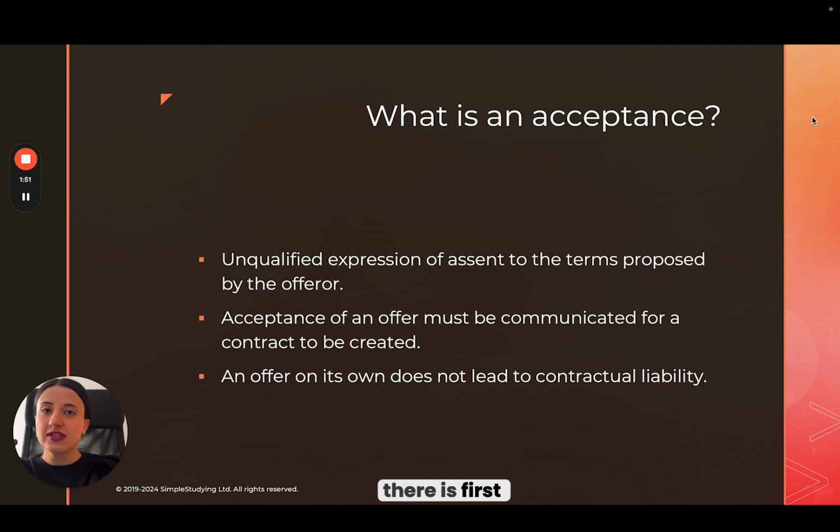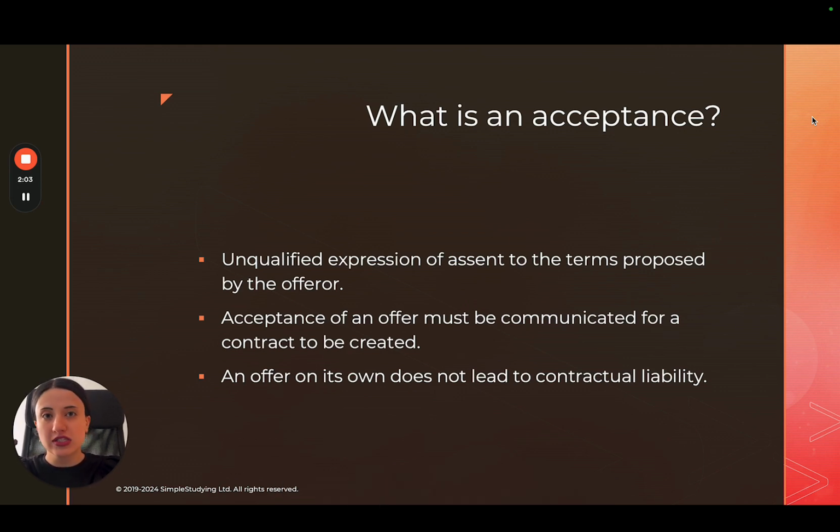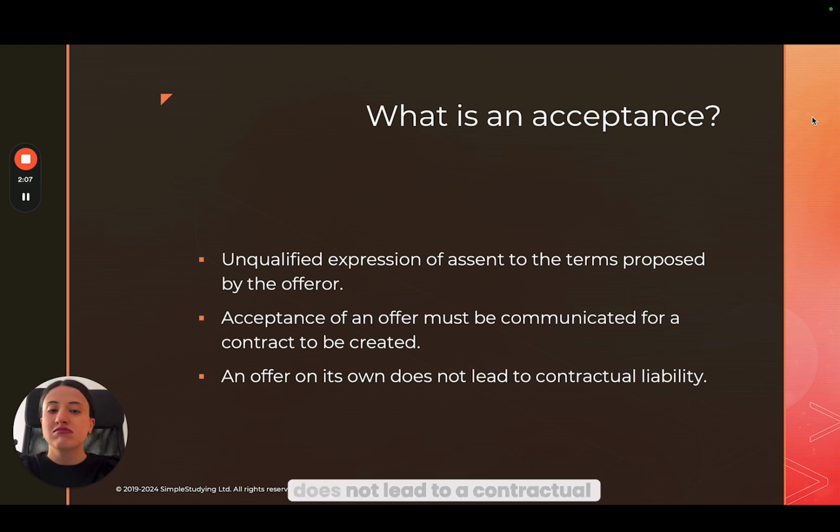Accordingly, there is first an offer, and then all the terms of the offer must be accepted, must be consented to. Acceptance of an offer must be communicated for a contract to be created. An offer on its own terms does not lead to contractual liability. It requires acceptance, consideration, and intention to create legal relations. Just an offer is not enough.